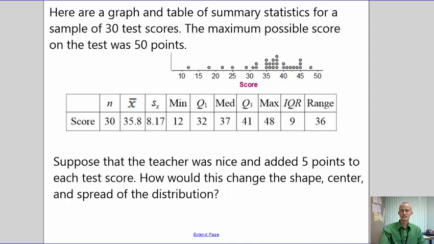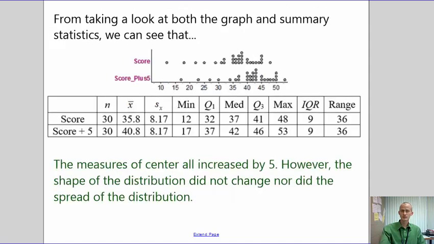How would this change the shape, center, and spread of the distribution? Well, using our principles we just talked about, it would look like this. So our score plus 5, that's going to increase our mean by 5. It's going to increase our median by 5. Our quartiles each move up by 5. But our range and our IQR, you can see those on the end of the table here, those stay the same, because when we do 46 minus 37, we get the same thing as when we did 41 minus 32.